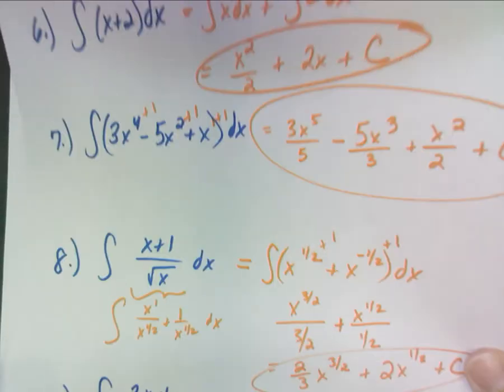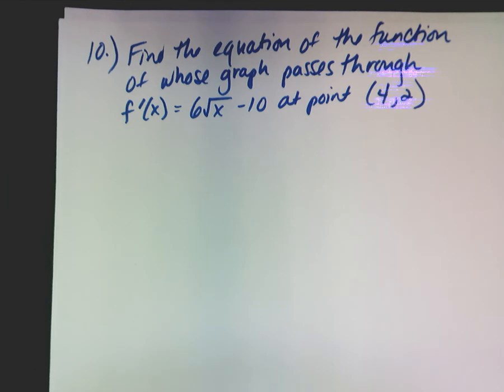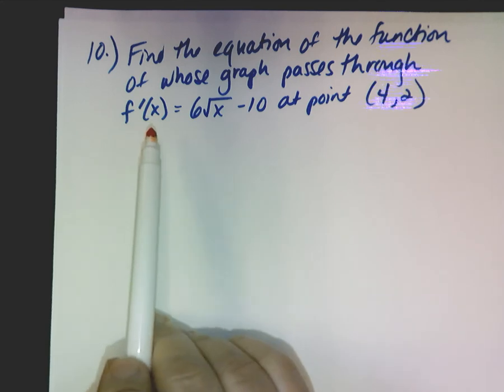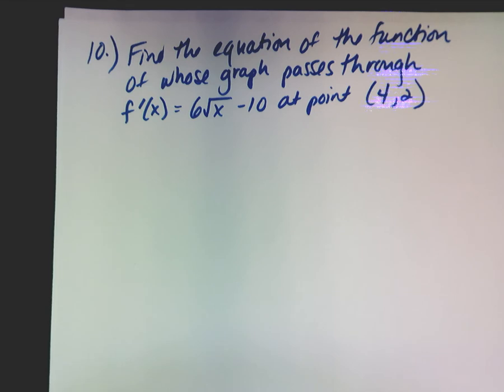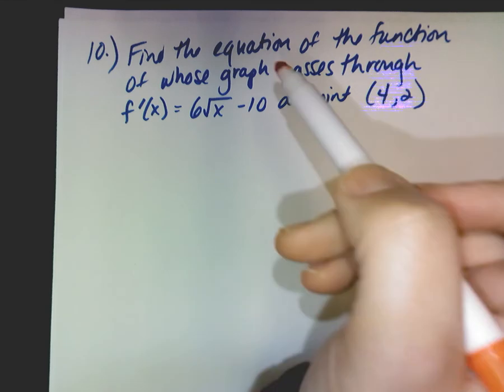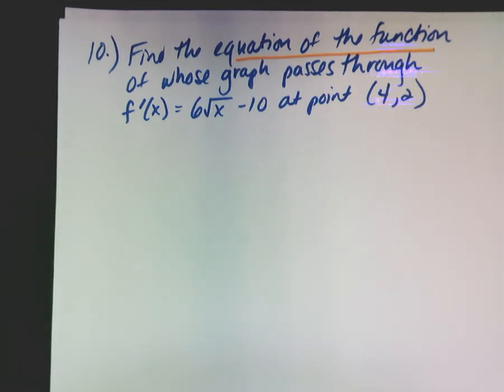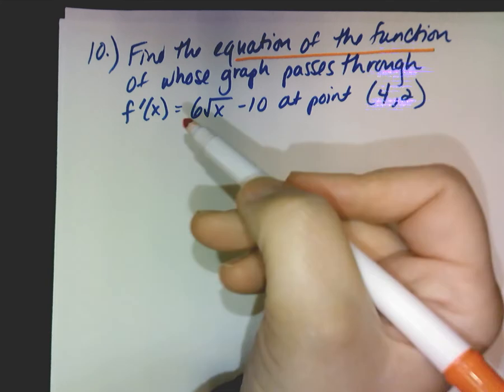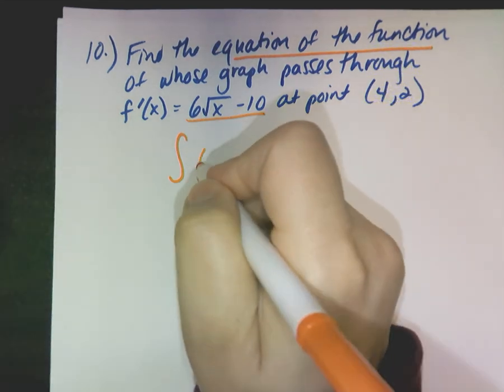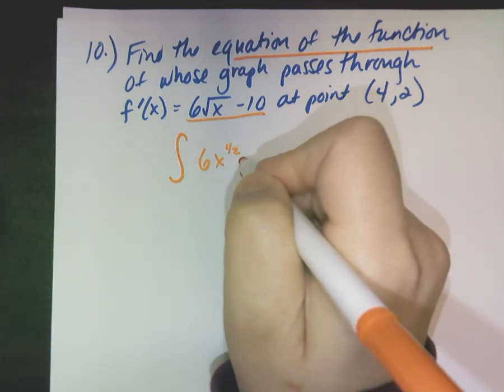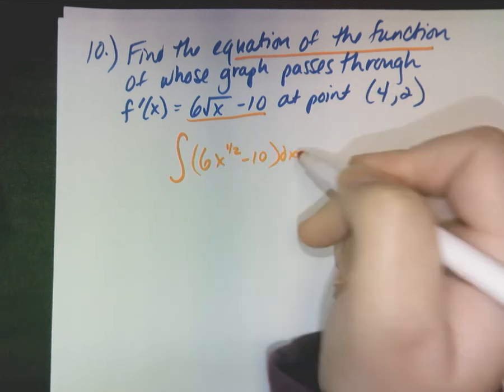All right, one last problem. Find the equation of the function whose graph passes through the point 4, 2, given the derivative function 6 square root of x minus 10. Ooh. So we're asked to find the original function. Find that original equation of the function. If we want to find an original, then we need to take an antiderivative. And what are we going to take the antiderivative of? This guy. I'm going to rewrite it as 6x to the 1/2 minus 10 dx with respect to x.